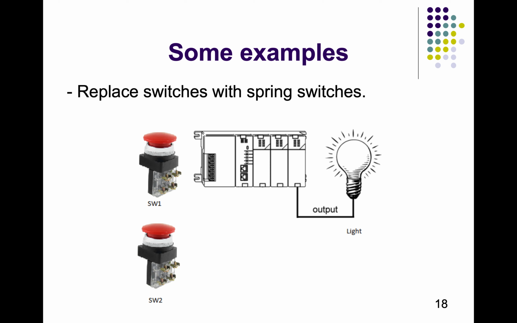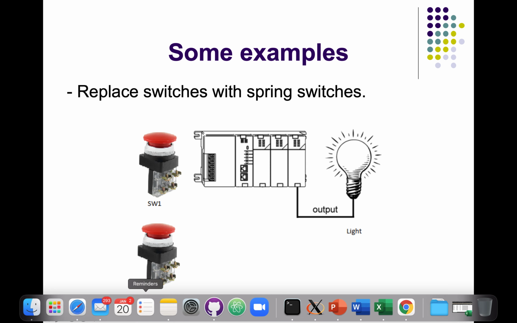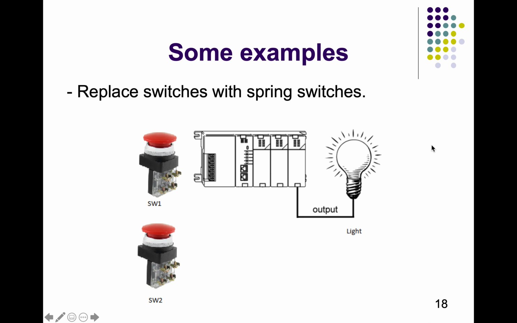Then for the upcoming few examples, we are going to replace the toggle switch with a spring switch. So this is a normal switch we will see in some industries. Whenever we press down that switch, power will be there, and whenever we release, the switch will come back to its initial position, so power will be gone. So we are going to consider two switches, switch 1 and switch 2, and as the output we are considering a light.